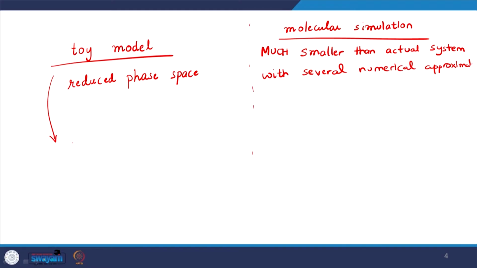So, although I will discuss a lattice model for liquid solutions, the possibilities of toy models are endless, right. You can imagine many kinds of models. But keep in mind, these toy models are not really the same as the actual system at hand, because we are working with a reduced phase space. Clearly, it can be at best a good representation of the system, but it cannot be the same as the system, right?